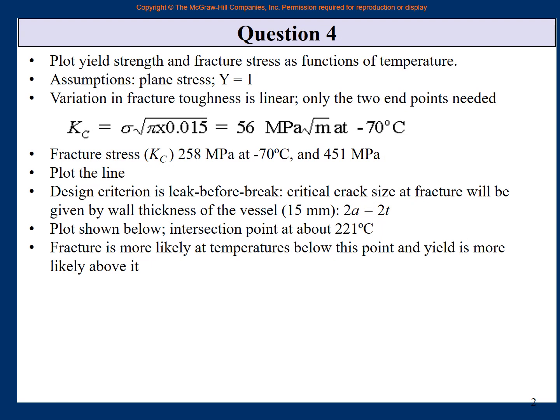I was just telling you, right, that it is leak before break, so the size of the crack will be equal to the thickness. So now on the next page, I have shown you the plot, and you will see that the intersection point is roughly at about 221 Celsius, right? So your conclusion is that fracture is more likely at temperatures below this point, and yield is more likely above it. So this is your solution.